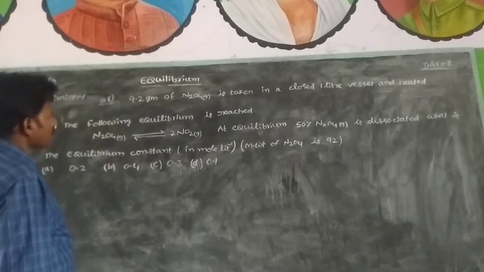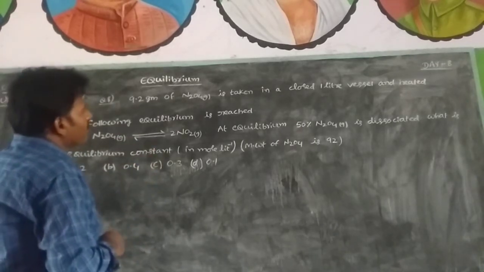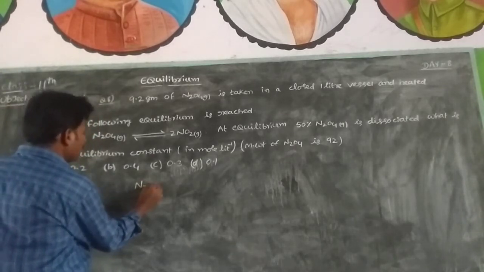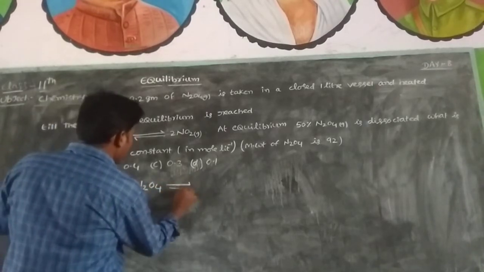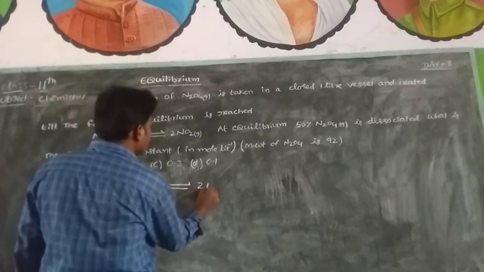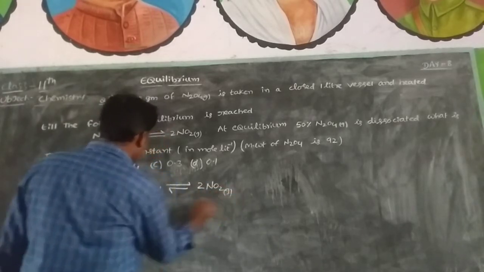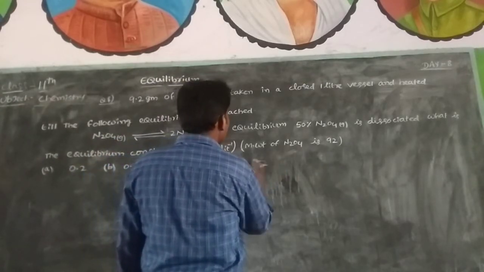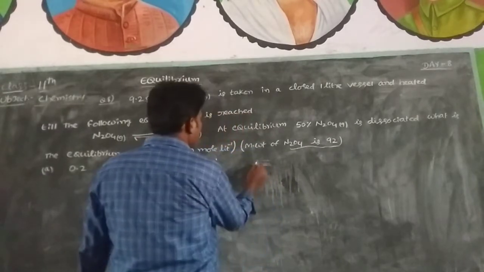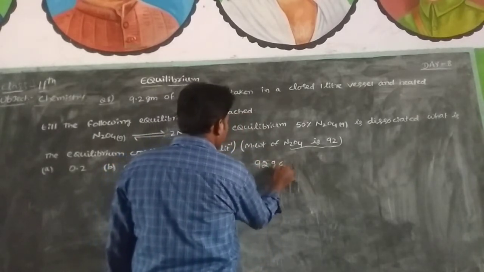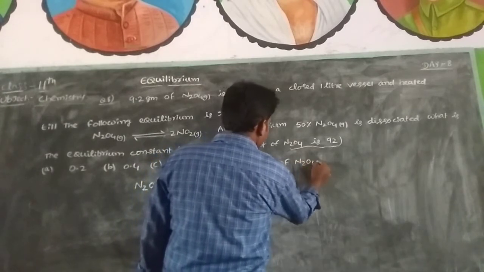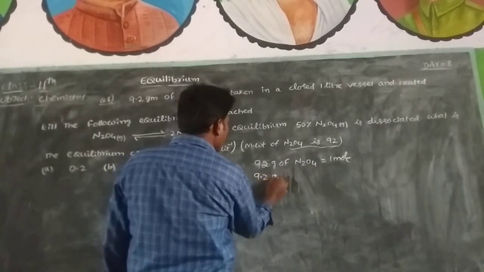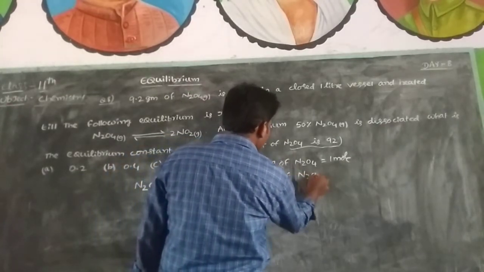Listen carefully. N2O4 is taken in a 1 liter vessel, 9.2 grams. We have to write the reaction: N2O4 in reversible reaction to NO2 gas. Okay, 9.2 grams of N2O4. The molecular weight is already given: 92 grams of N2O4 is 1 mole. So 9.2 grams of N2O4 means how many moles?